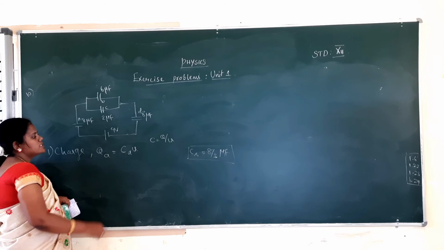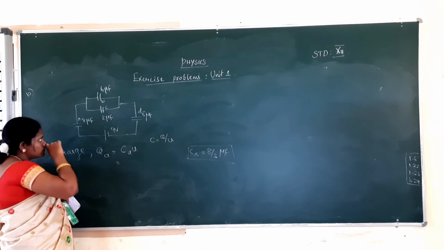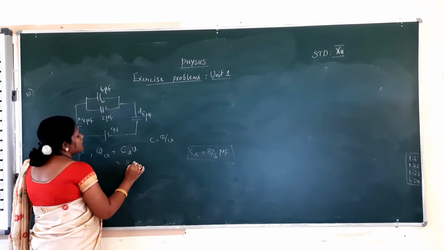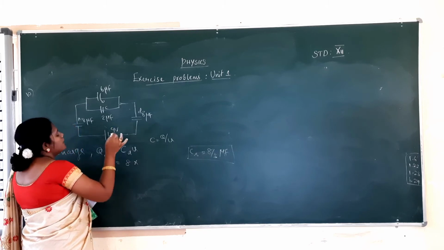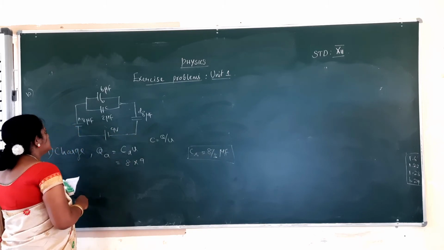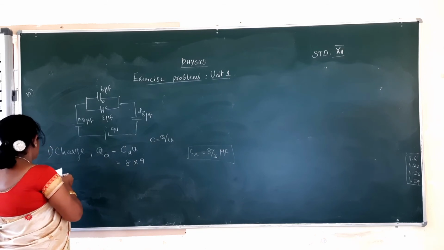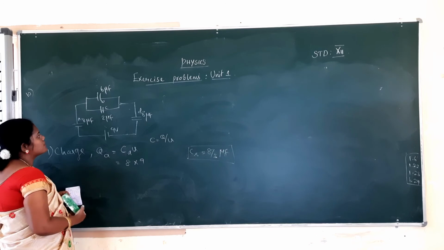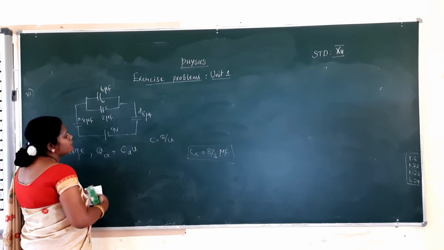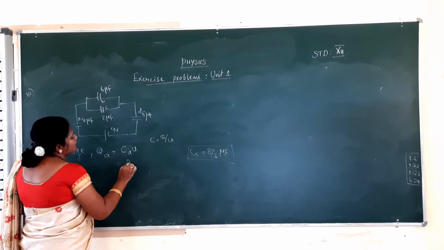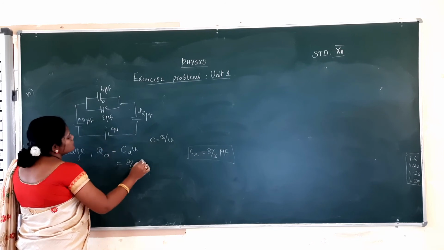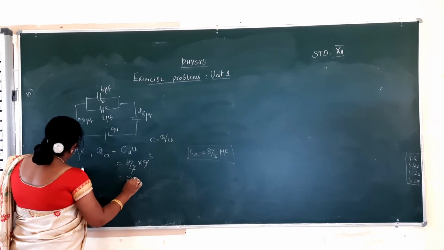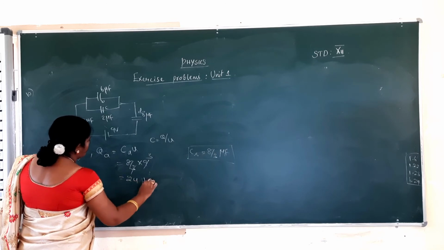So this CA is 8 microfarad into voltage 9 volt. Okay, the CA value is 8, but the effective capacitance will be fixed. So it is the effective capacitance, not the normal capacitance value. Effective capacitance value is 8 by 3. Voltage is 9. So cancel 3, so 24 microcoulomb.